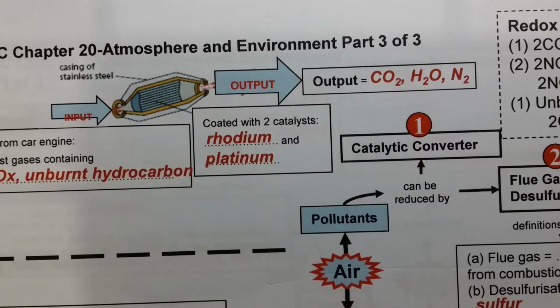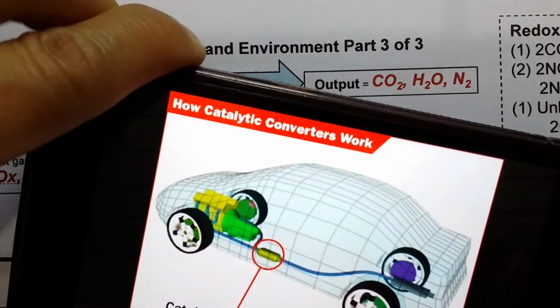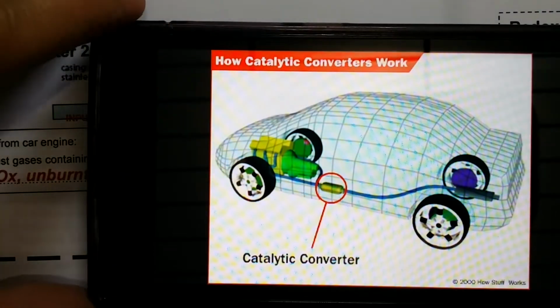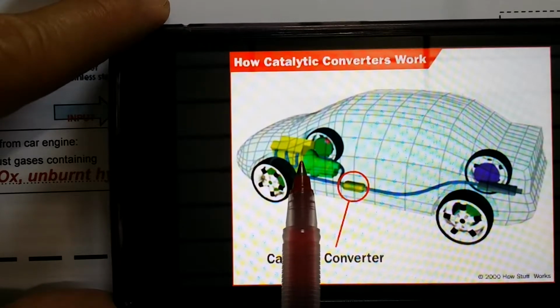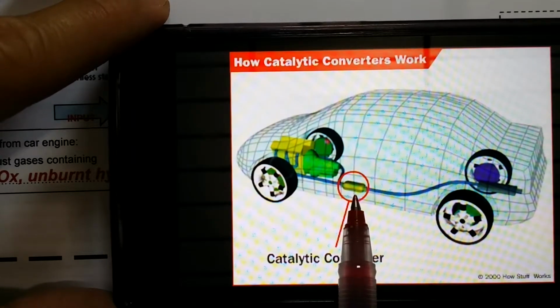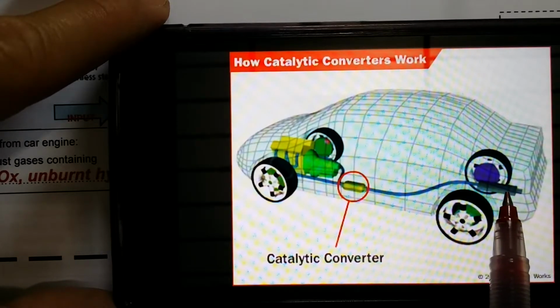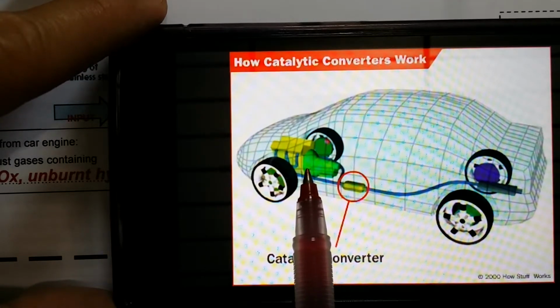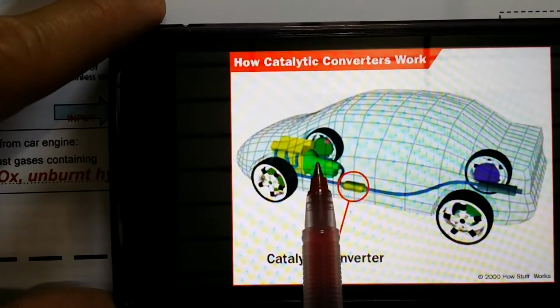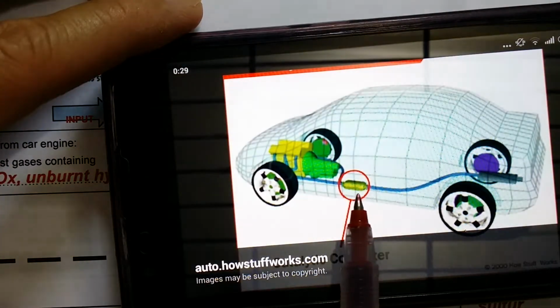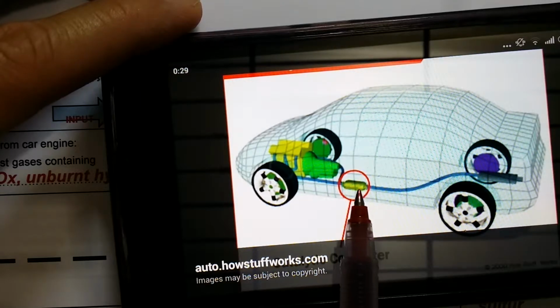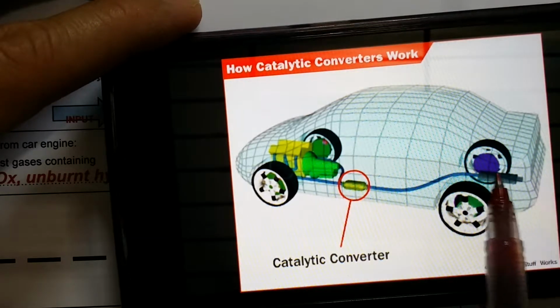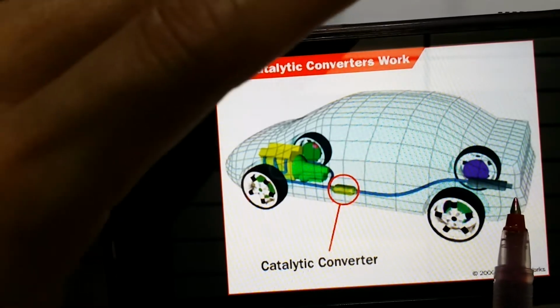Okay, let me show you an image of this catalytic converter. Where is it in the car engine? It's not part of the car engine. It is fitted right after the car engine. This is the car engine. This is the catalytic converter. This is the exhaust pipe. So what happens is, the car engine produces a lot of air pollutants, and all these air pollutants are converted to less harmful gases inside the catalytic converter, and then the less harmful gases are removed through the exhaust pipe.